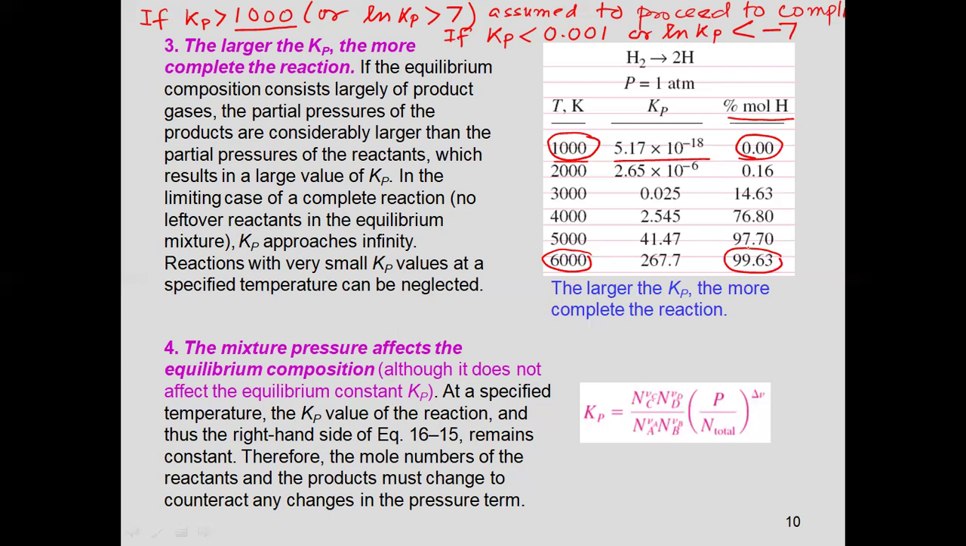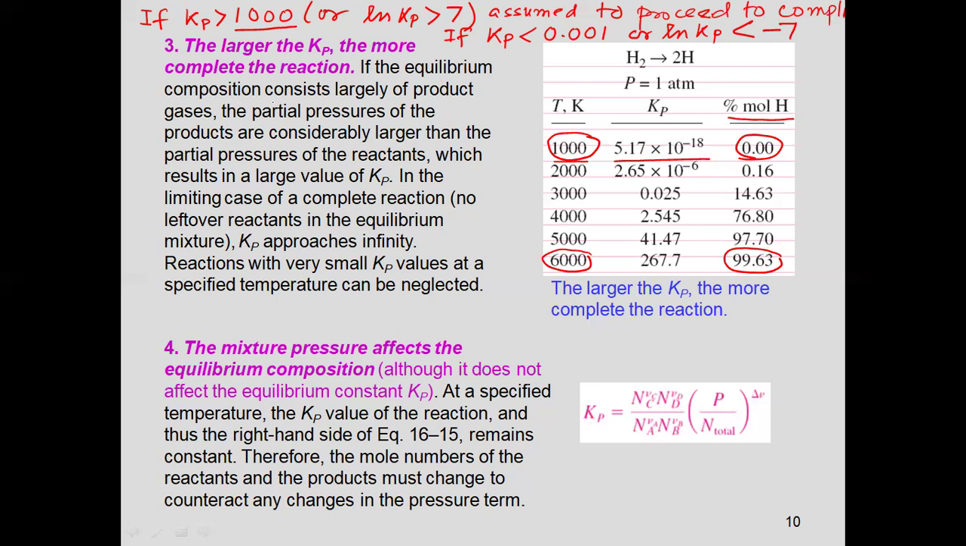One chemical reaction may take, say, years to complete. That is very slow. The conversion may be 100%, but the reaction may be very slow. So that also you have to keep in mind. Kp gives you the amount of conversion, but the rate of conversion is not given by Kp. The rate of reaction is not given by Kp. So the larger the Kp, the more complete the reaction.